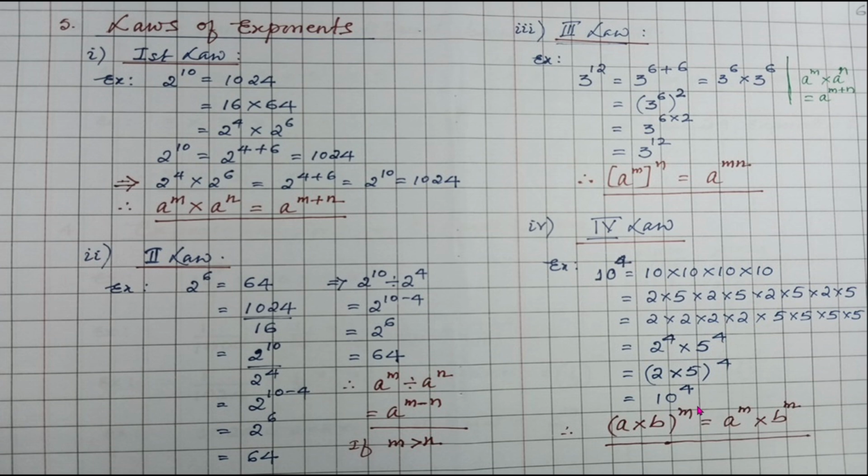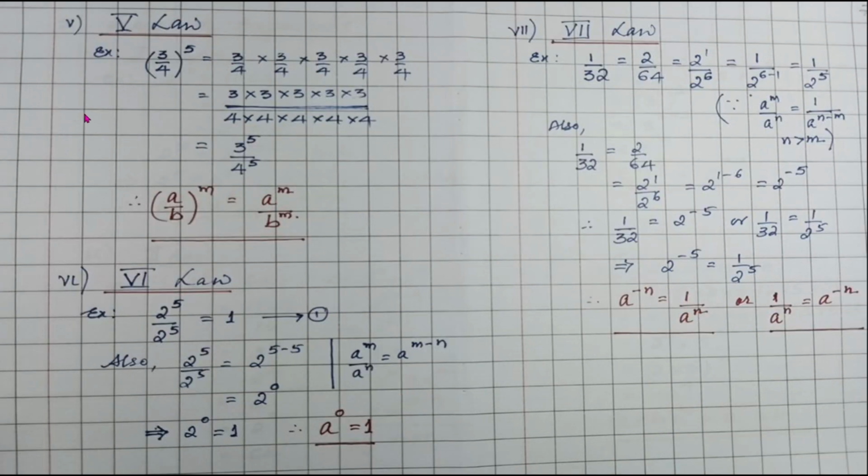That means (a into b) raised to m is equal to a raised to m into b raised to m. That means multiply a into b and raise it to the power m, we get the same value as multiplying a, m times, and then multiplying by b multiplied m times. The answer is the same, and therefore (a into b) raised to m is equal to a raised to m into b raised to m. A very important law to remember.